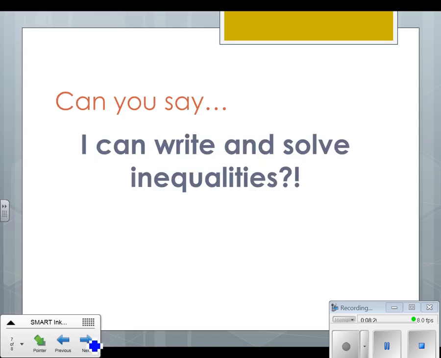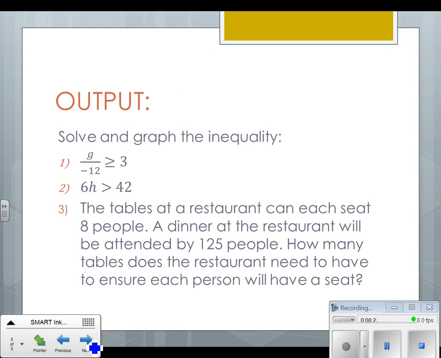Can you say, I can write and solve inequalities? Here's your output for your notebook. Be prepared with any questions for the work time in class.